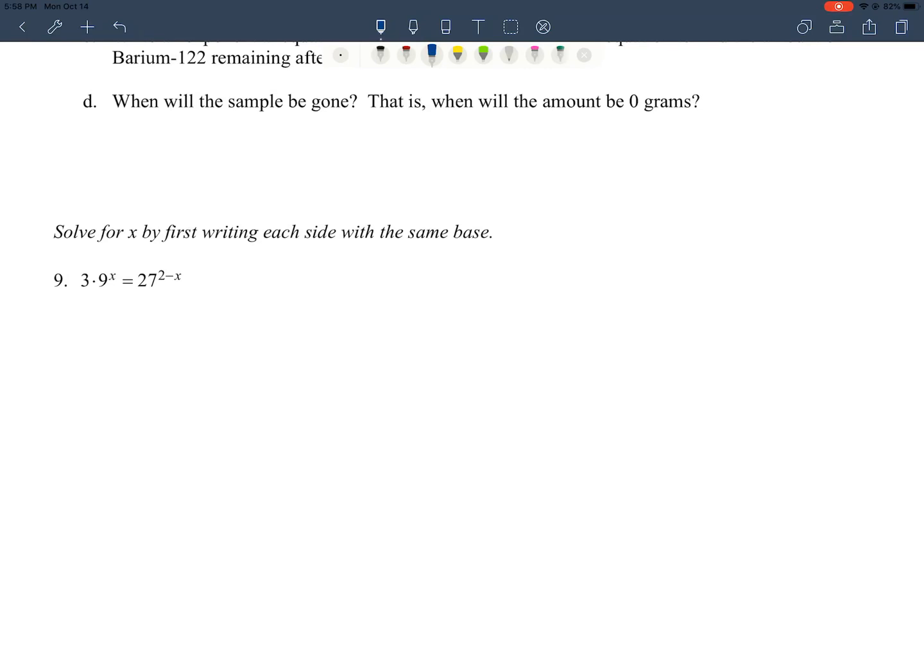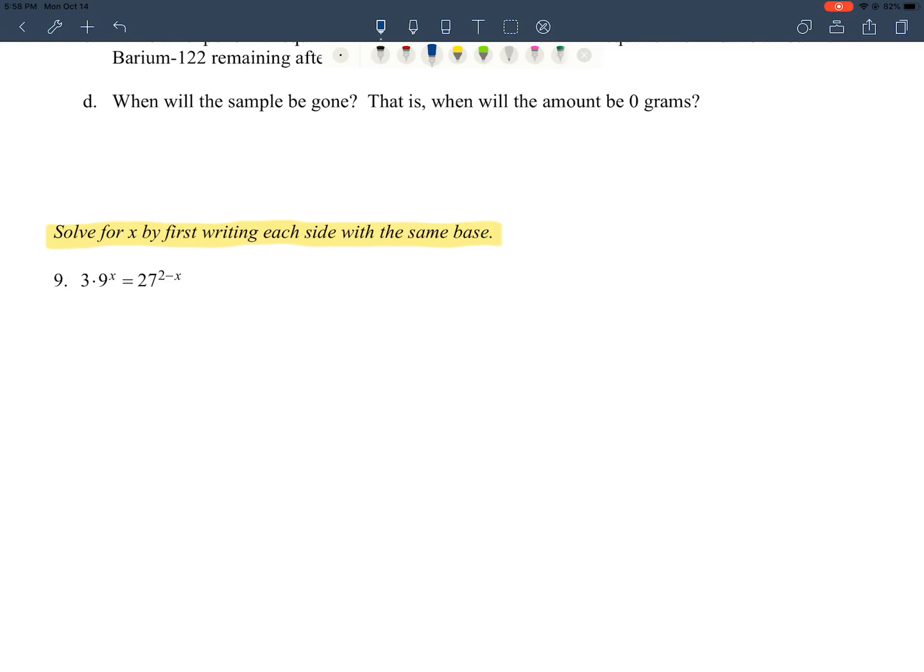Problem number 9 from our Chapter 3 quiz review. This is actually my favorite kind of problem, so I'm a little excited. Hopefully you are too. Solve for x by first writing each side with the same base. So if you can deal with your exponent rules here, this should make this one pretty easy for you. If not, please make sure you're following along.